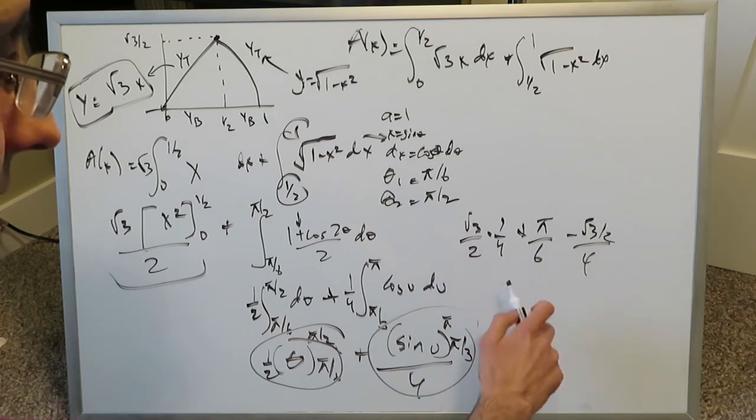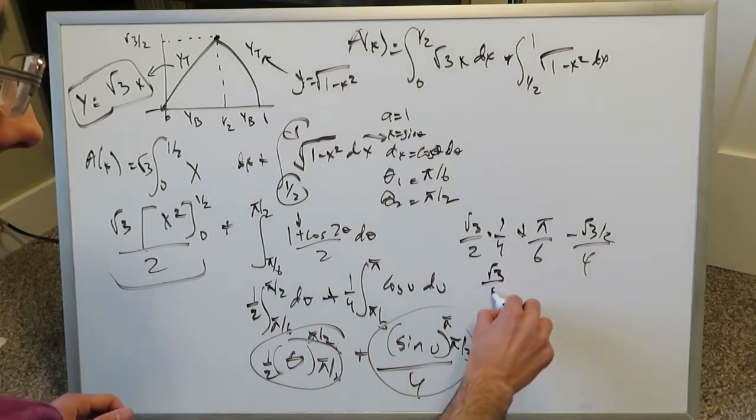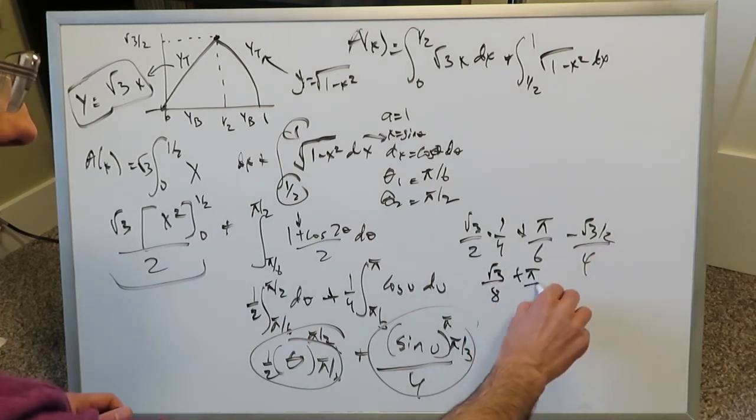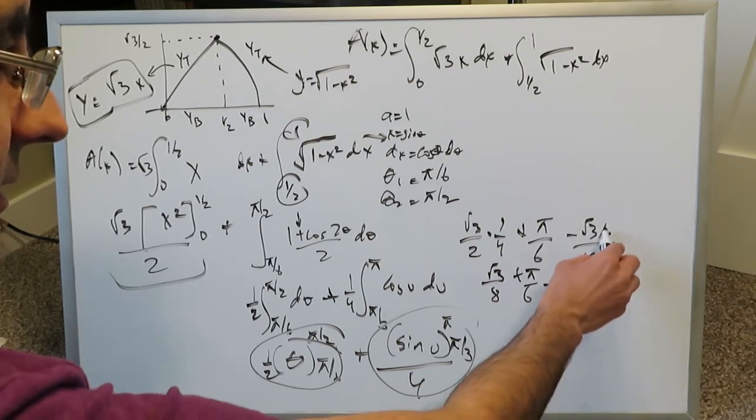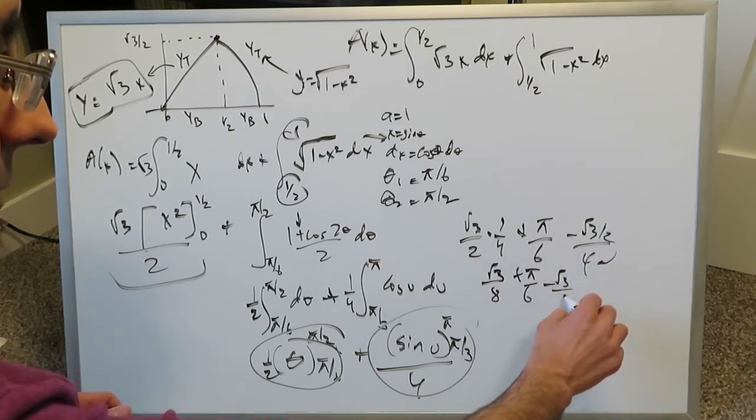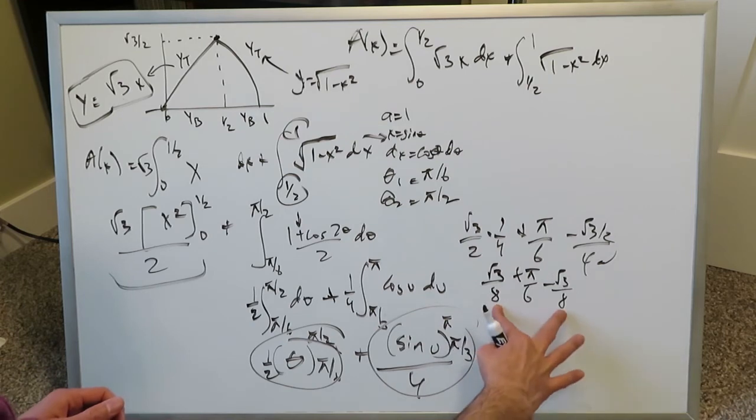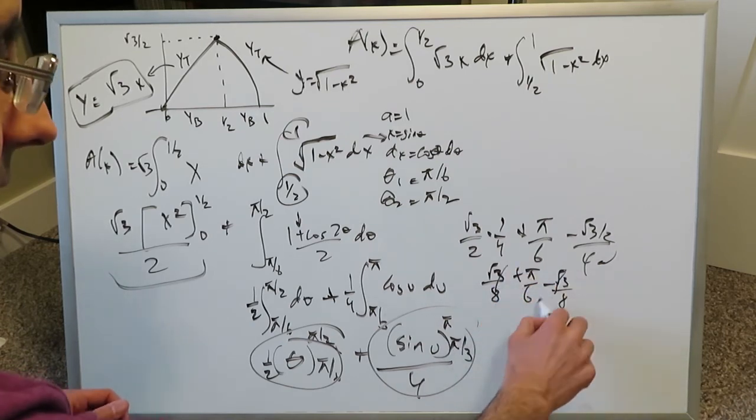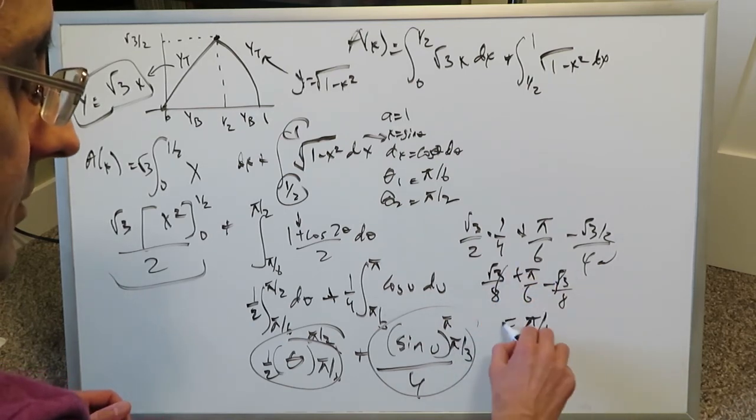When you combine all of this, what do you get? Root 3 over 8 over here plus pi over 6, and then you get minus root 3. Because this over 2 multiplies with this 4, you get root 3 over 8. You have a positive root 3 over 8 minus root 3 over 8, which cancel out, leaving you just pi over 6 as being the area of the sector.